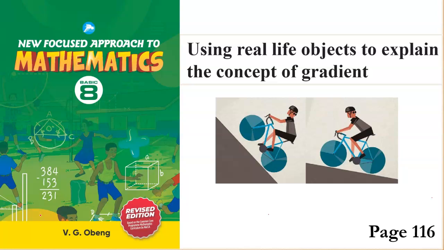And in this video, we are looking at using real-life objects to explain the concept of gradient and then further solve questions with regards to gradient. So when we talk of gradient, we are talking about slopes. And you can see from here, the bicycle rider trying to ride on a very steep slope. And you consider this one to still see slope, but comparing this slope and that slope, you can see that there's a difference between the two. One has higher slope or higher gradient, and the other one is low gradient.